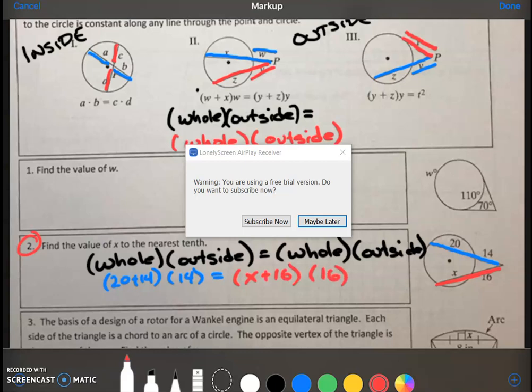And I'll be honest with you, I don't have a calculator in front of me. I don't know what this equals, but you would just do the distributive property and solve for x there.